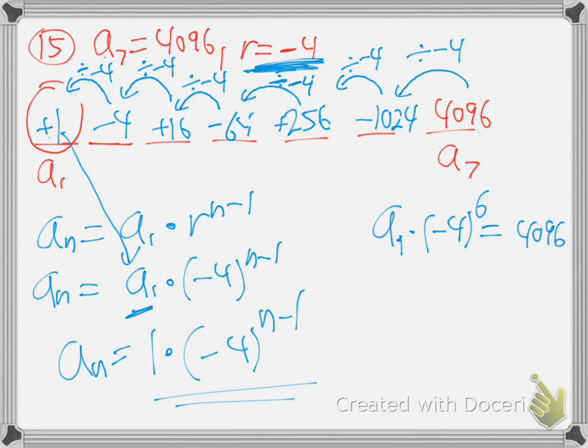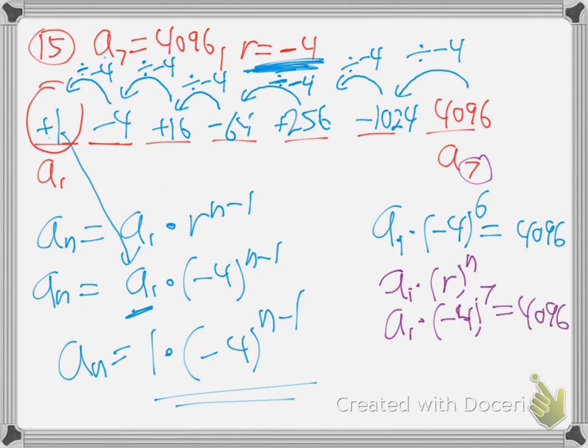So what Abdul's doing is he's basically using the formula. That's a great way to go. The formula says that you take A1 times R to the n minus 1, and he's saying we know R is negative 4. And n, what's the n? Well, we know the 7th term comes out 4096. Solve that equation for A1. The exponent n minus 1 should be 7 minus 1, 6. You're right. Yep, good job. That'll work also. Well done.